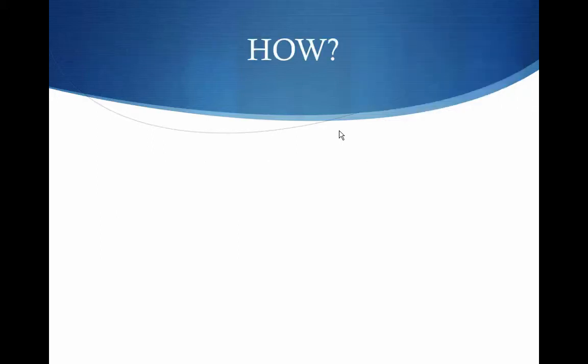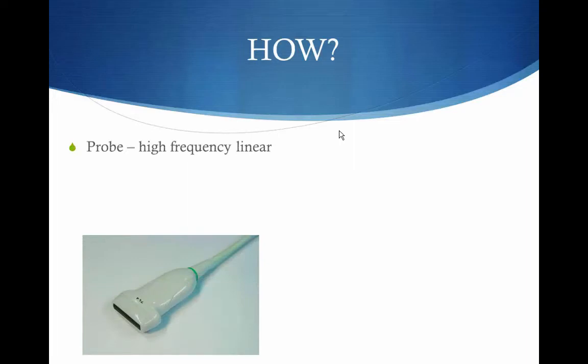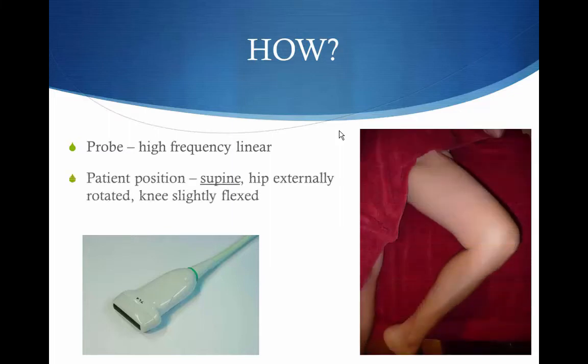So let's get right into how you're going to do this. You know about probes. We're going to choose a high-frequency linear probe, and that's going to work for most of our patients. And the patient position, they're usually going to be supine. Sometimes you can have a little bit of trouble if you try to do this with them sitting up too much. So I just recommend getting them all the way supine if possible, just from the get-go. And it helps to get their hip a little bit externally rotated and maybe slightly flex their knee, kind of what you see over there.